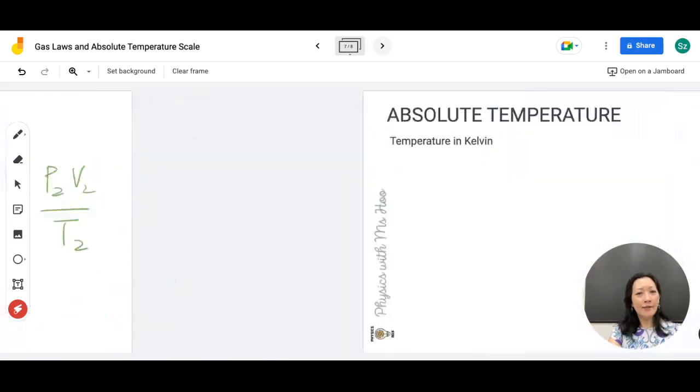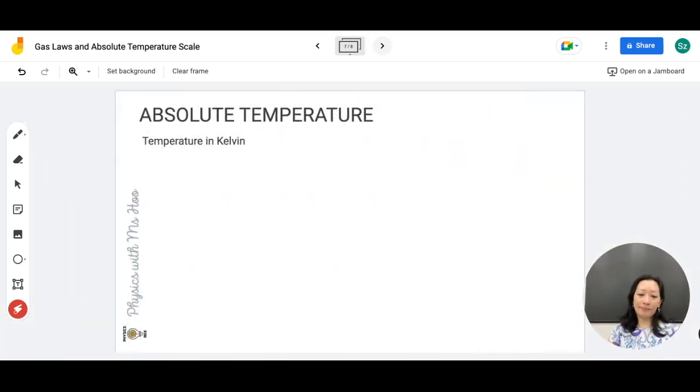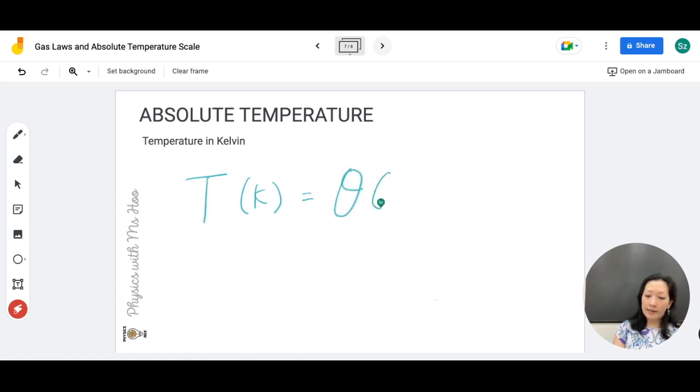So how do we get Kelvin again? Very simple. Just take the value of the temperature in degrees Celsius. Usually the absolute temperature is represented by a capital T, which is in Kelvin. This is basically theta, which is measured in degrees Celsius, plus 273. And that's how you get the temperature in Kelvin.